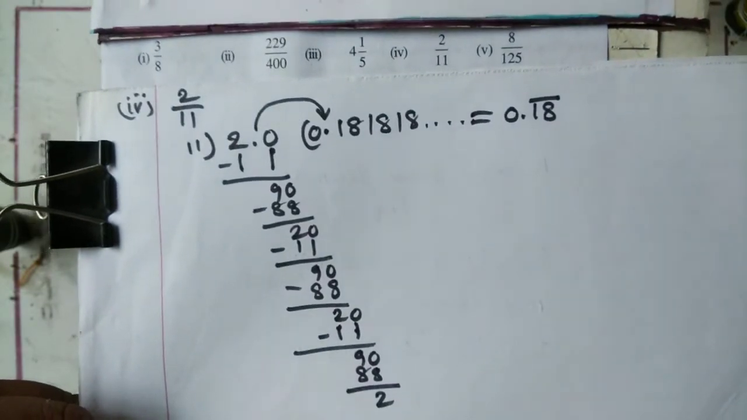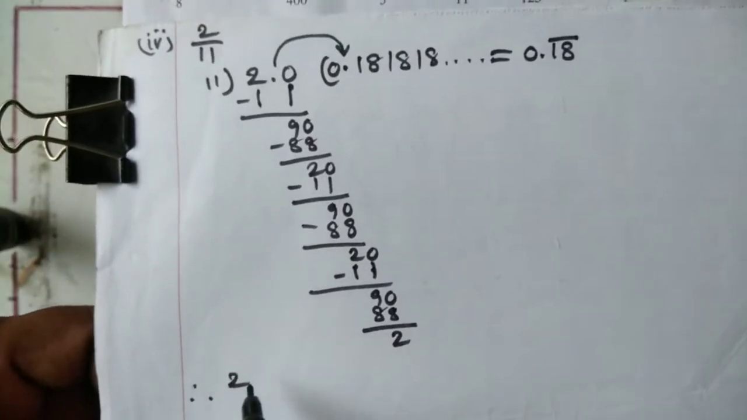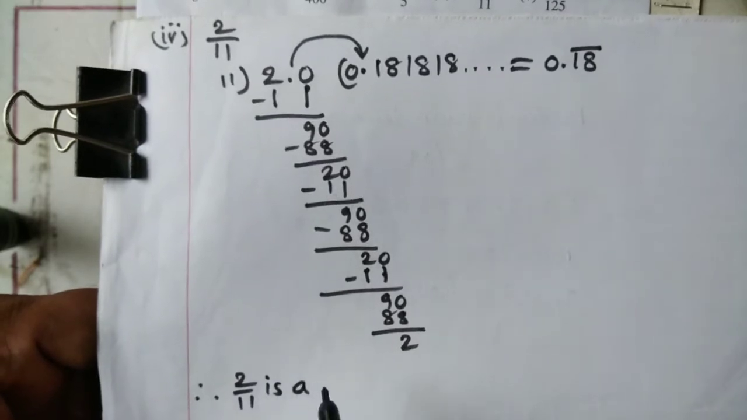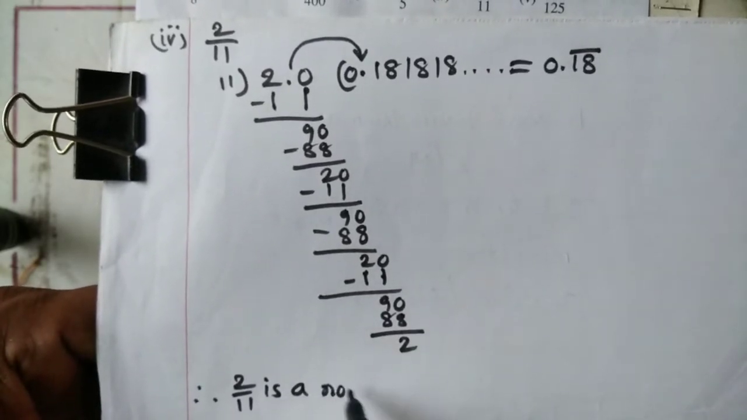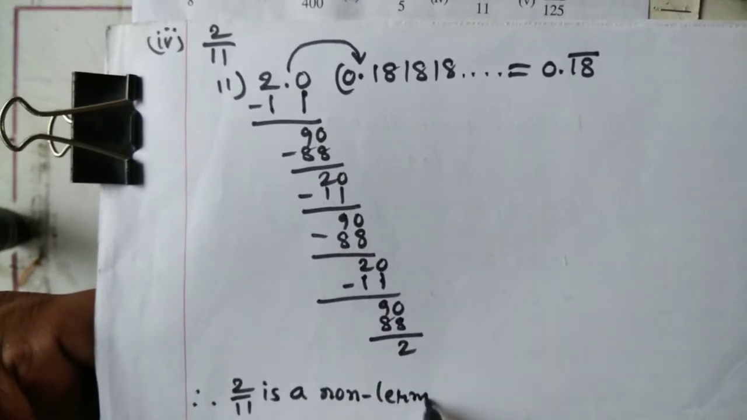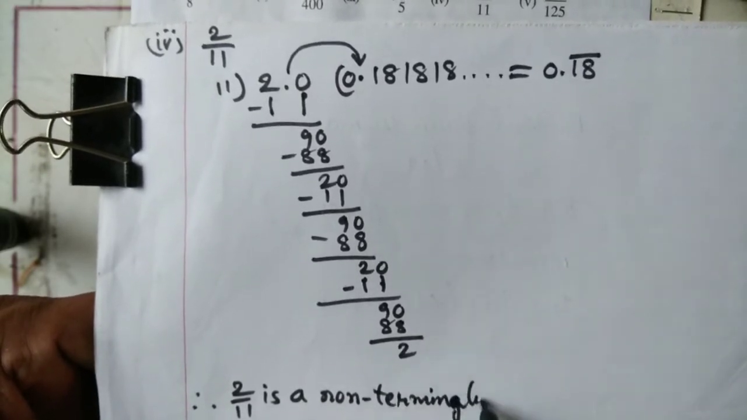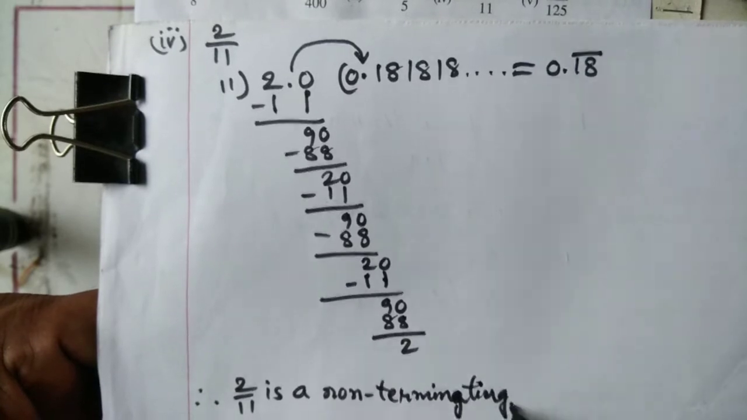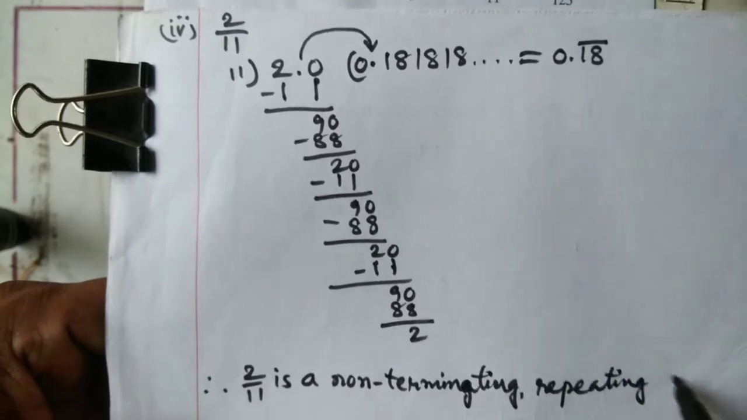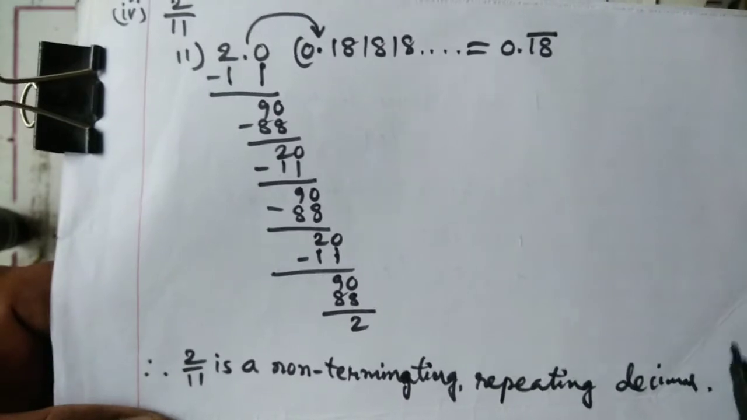Therefore 2 by 11 is a non-terminating repeating decimal. Non-terminating repeating decimal.